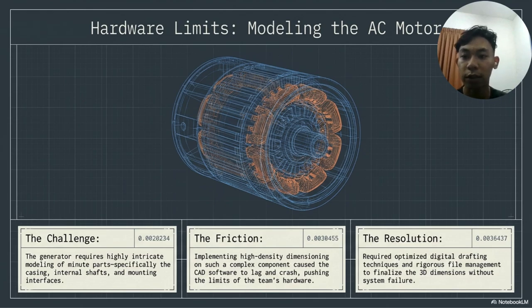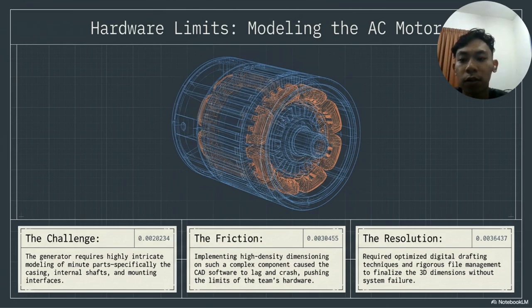And then we move on to the next slide, which is the hardware limits: modeling the AC motor. One of the challenges we encountered was modeling the generator, the AC motor, because it has various components to implement. It took about 1 day to complete the outer, the middle, and the smaller part of the motor.